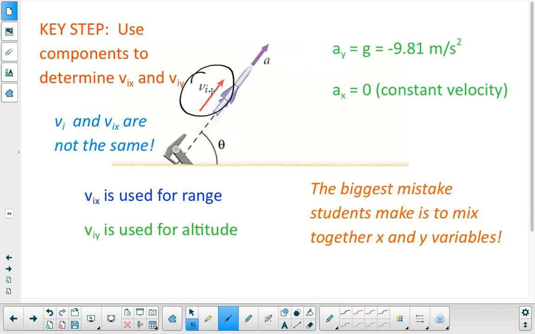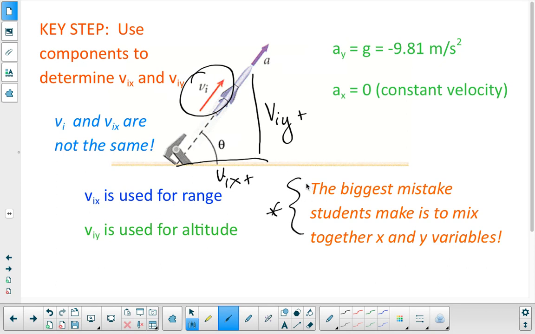So when we're doing this, that means that we have to turn this into our two different components. We have VIX, which is what's going to be sending it horizontally and determining range. And then we're going to have VIY, which is going to help determine its altitude and how far up in the air it's going. So again, these two things are really critical components to figure out. Keep in mind that your VIY is going to be positive and your VIX is typically positive too, because you're launching it downrange.